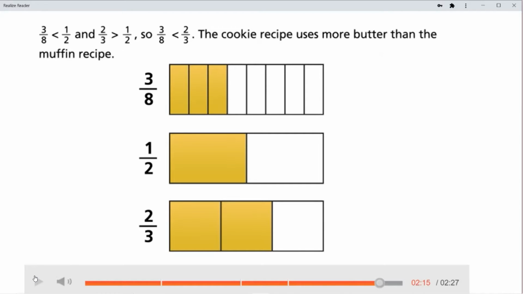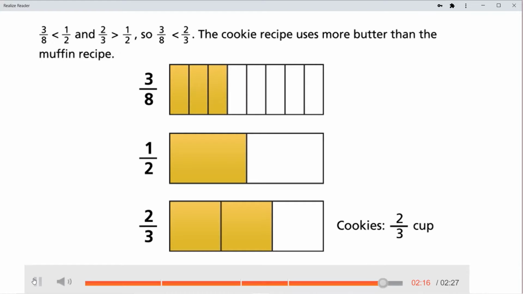Okay, so stop and take a look at this for a moment. So our benchmark fraction is 1/2. If we're going to use benchmarks for comparing, we need to compare both the numbers that we're working with to the same benchmark. So if we're going to use 1/2 to decide, we're going to see is one of our numbers greater or less than 1/2, and then we're going to see our other number, is that one greater or less than 1/2.